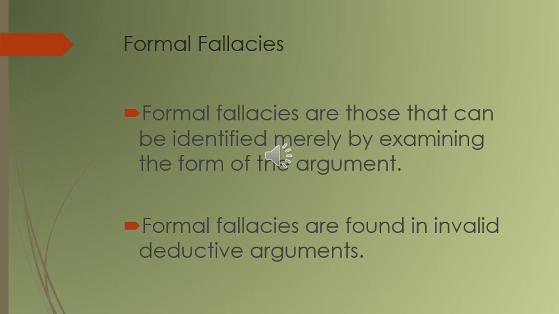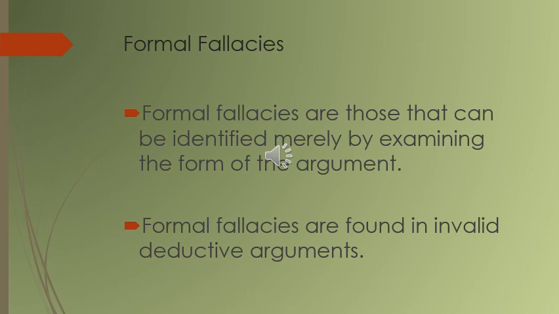So the first type of fallacy we have are formal fallacies. And here the word formal means that the argument has a flaw in its form. And so therefore, since form is relevant to deductive arguments, these types of fallacies are the kinds of fallacies we find in invalid deductive arguments.